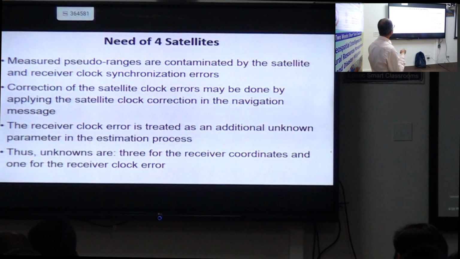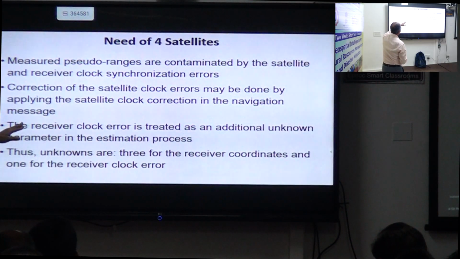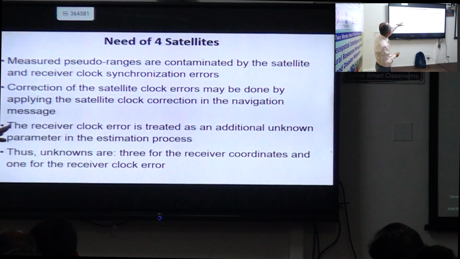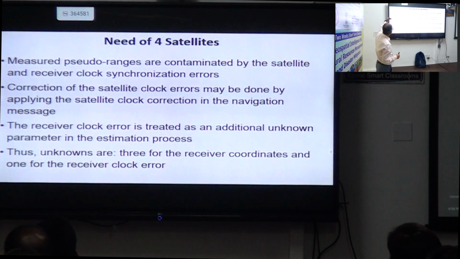Now, the need for 4 satellites is already established, why it is required. So then we actually measure a pseudo range. These measurements are contaminated by several things, as we have discussed. One is the satellite and receiver clock synchronization error, which has been elaborated. Satellite clock and the receiver clock may not be synchronized.